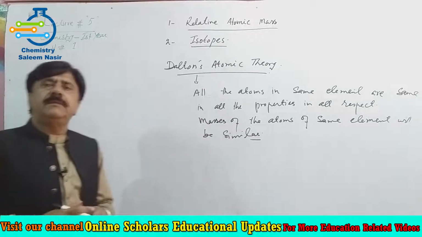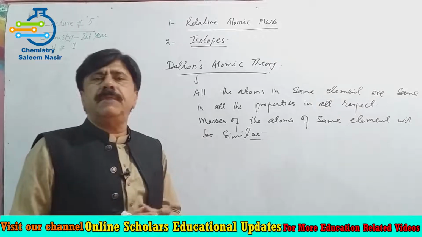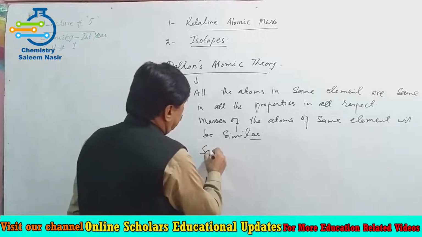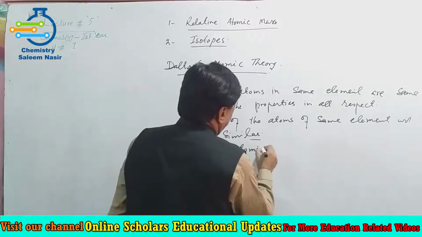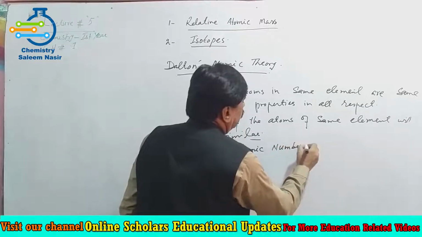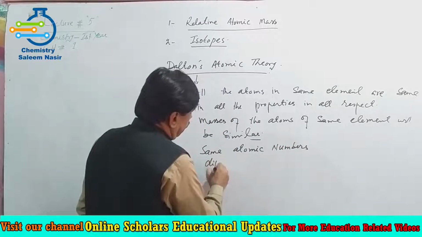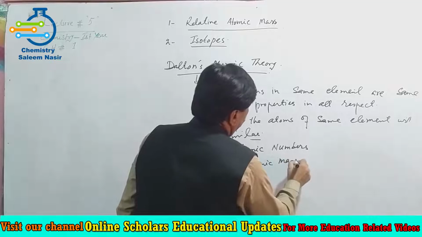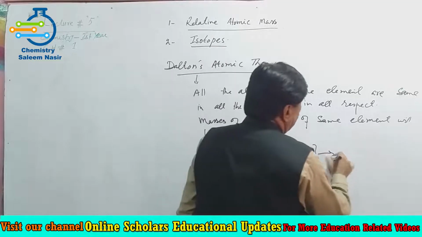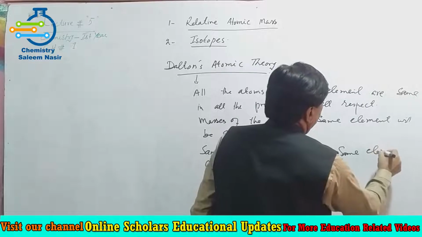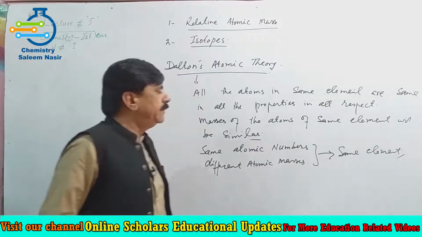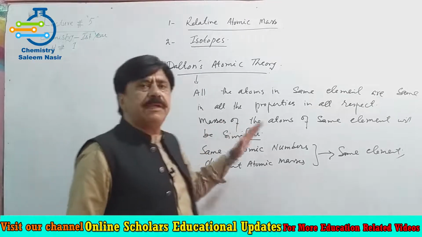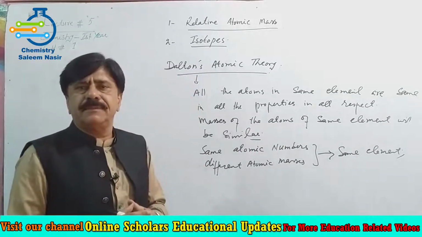Later it was found that there are some atoms which have the same atomic numbers but different atomic masses. And these were atoms of the same element. It was found that there are some atoms of the same element which have the same atomic number but different atomic masses.